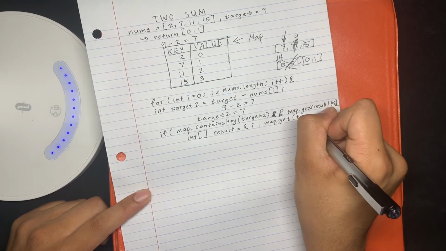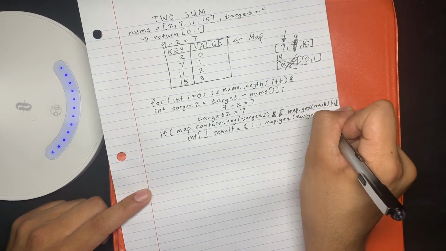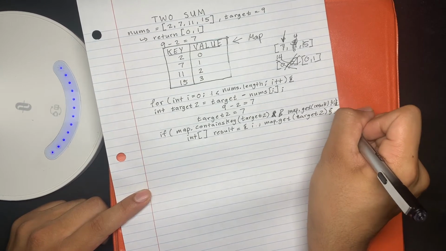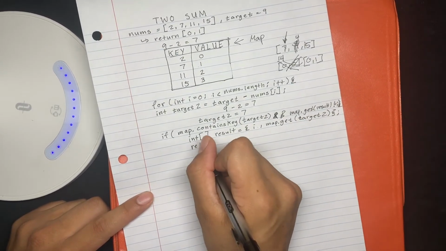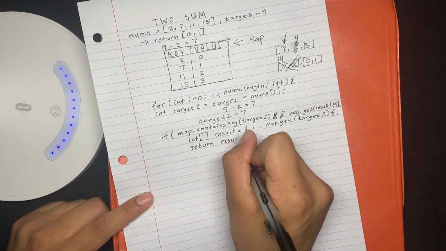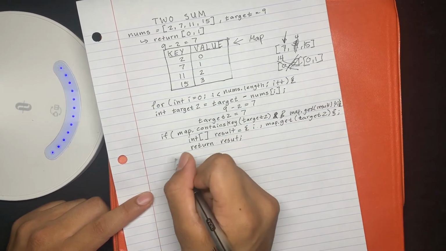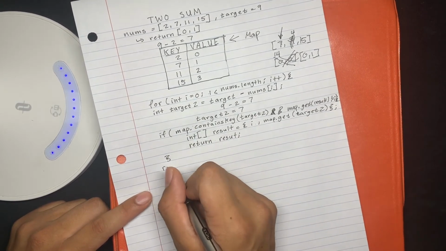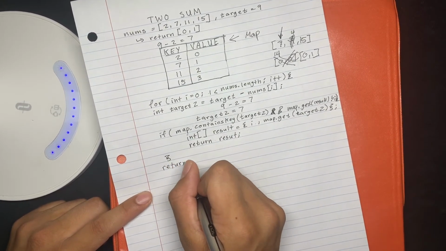We called it target 2. And then we could just return result. And if that's not the case, then we could just return null.